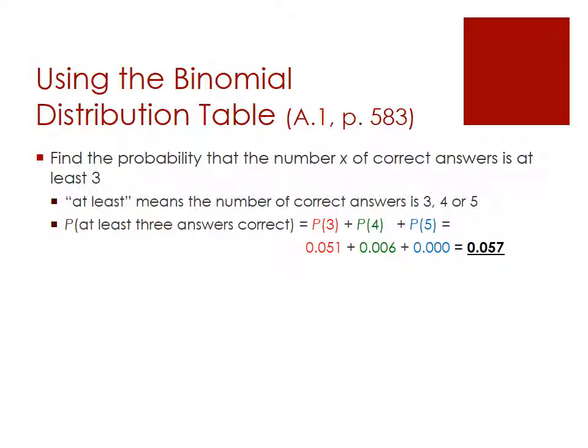Plugging into our formula, we get that the probability that the number of correct answers is at least 3 is 0.057. So this concludes our tutorial on using the binomial probability distribution table.